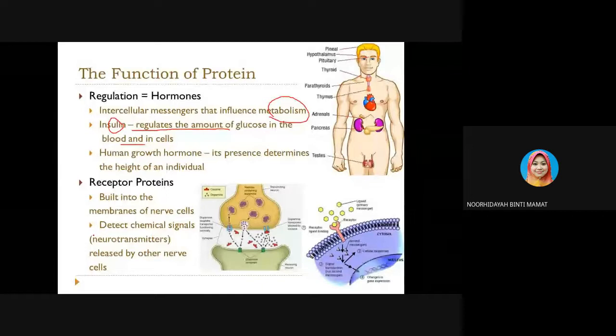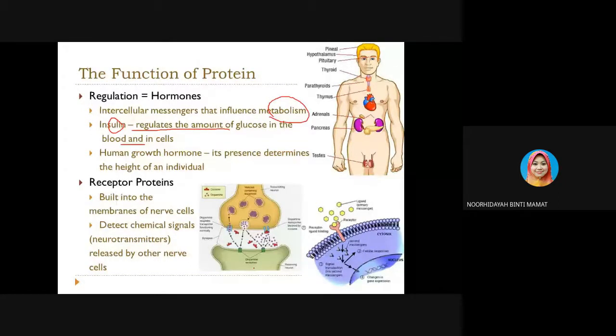Not in the third year, sorry, in the second year. So it will be released by other nerve cells. So we call it the presynaptic cell. So this is the synapse. So this is the postsynaptic cell.